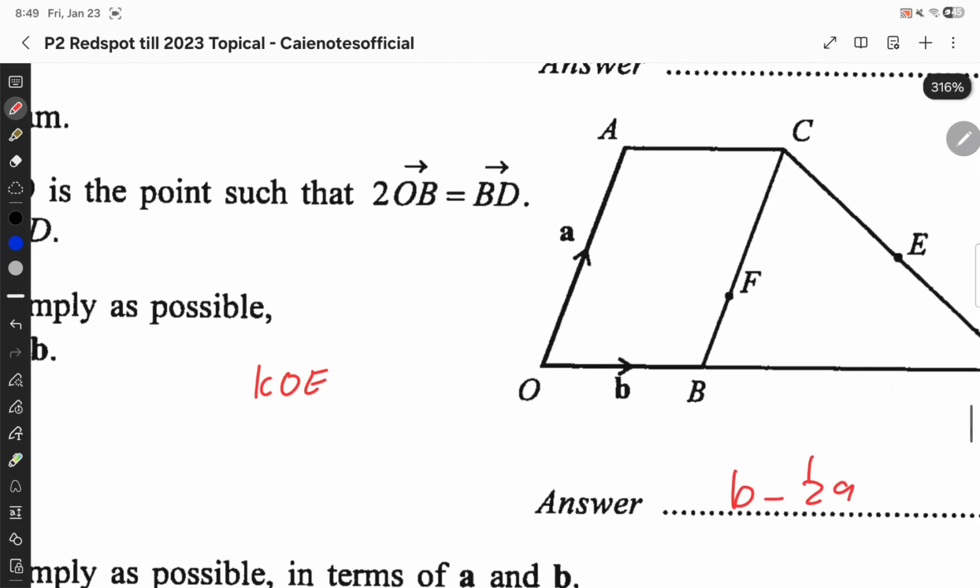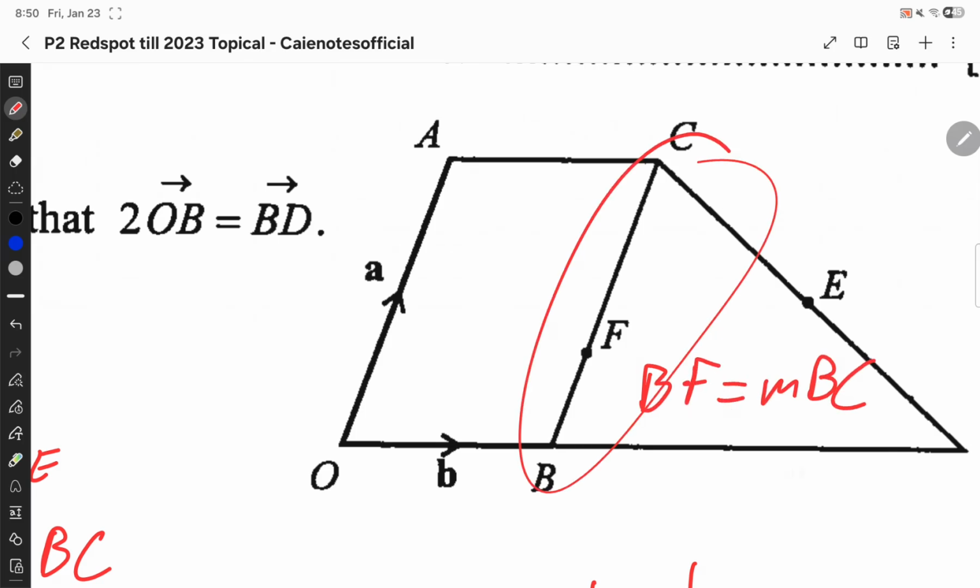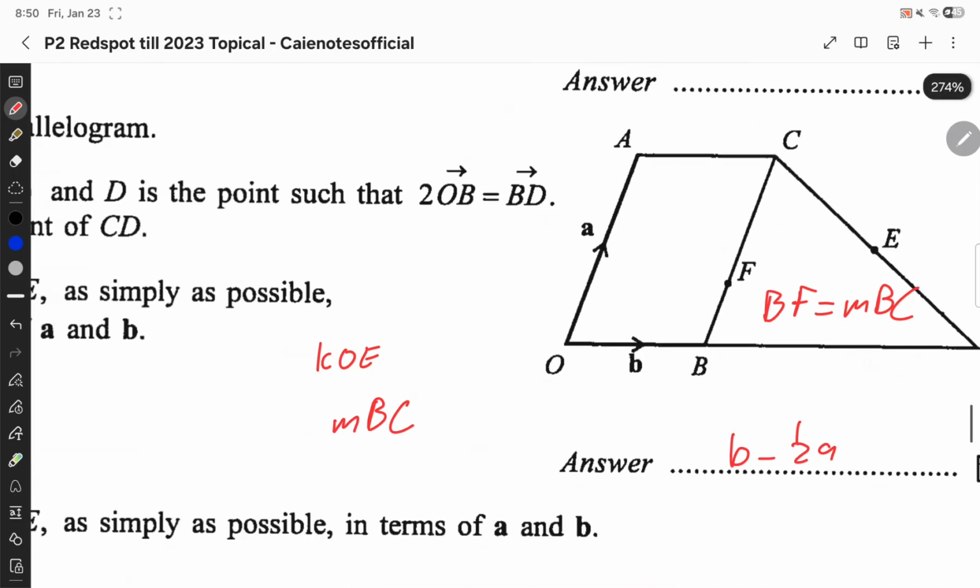Next, we need to find some other vector which, when we scale it by some constant multiplier m, we can get to F. The answer is, if we multiply the vector BC by some constant m, we will get BF. Why? Because BF is parallel to BC, so we can use this.